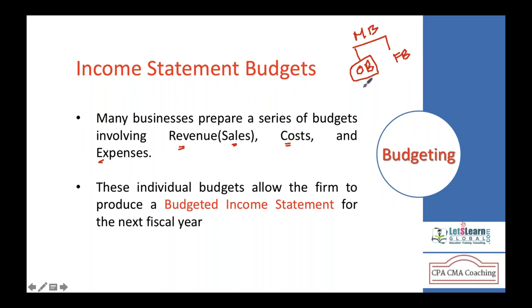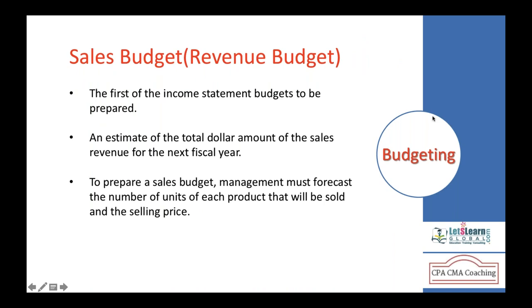Then comes the production budget, direct material budget, direct labor budget, manufacturing overhead budget, non-manufacturing overhead budget, etc. So all these budgets will help us to prepare a budgeted income statement. Therefore, they are called income statement budgets. Income statement budgets begin with a budget called sales budget.